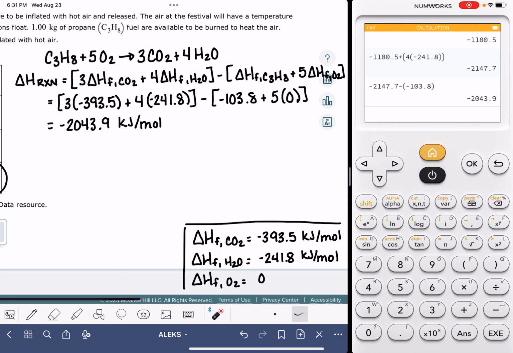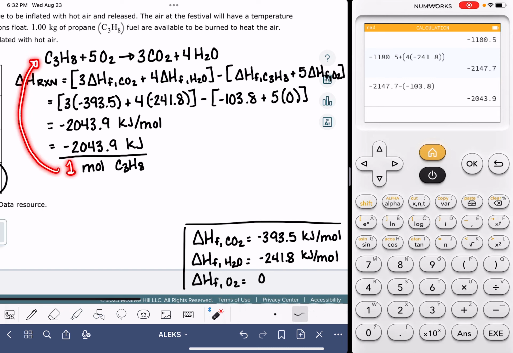Now, I do want to take a minute here and talk a little bit more specifically about these units. The way that we interpret that kilojoule per mole, this is a universal number that we can apply to any one of the substances in this equation. We're talking specifically about the propane in this problem. And so the way that we would interpret this number is that it is negative 2043.9 kilojoules for every 1 mole of propane.